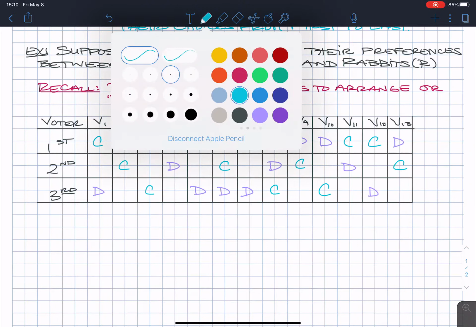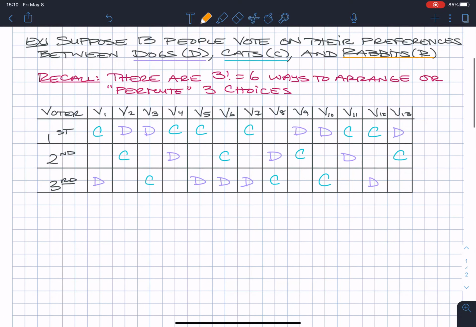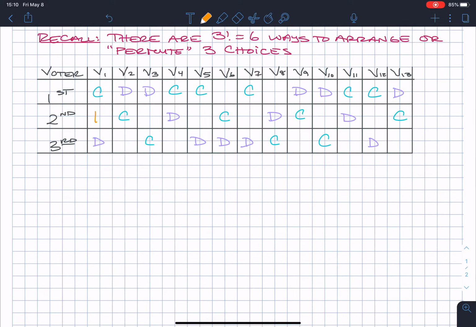Okay, so now let's do rabbits. Let's use orange. So rabbits will be in orange. It's clear that rabbits fill in the remainder. For voter 1, it's second. For voter 2, it's third. For voter 3, it's second. For voter 4, third. For voter 5, second. For voter 6, first. For voter 7, second. For voter 8, first. For voter 9, third. For voter 10, second. For voter 11, third. For voter 12, second. And for voter 13, it is last.